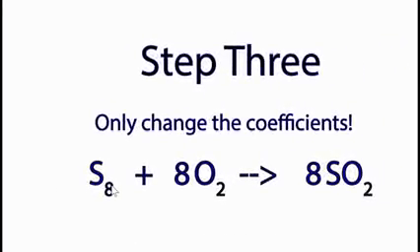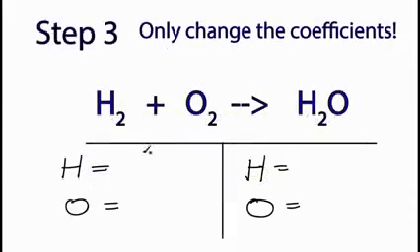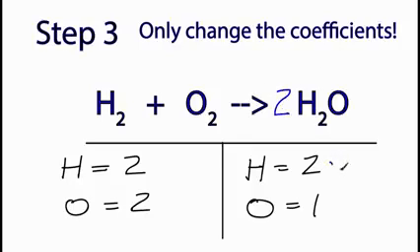Step 3, so you don't forget, only change the coefficients. Let's try another problem. So in this equation we have 2 hydrogens, 2 oxygens, over here 2 hydrogens, and 1 oxygen. How about, let's see, I'll put a 2 right here. So 2 times 2, that gives me 4 hydrogens, but 2 times the 1, that'll give me 2 oxygens.